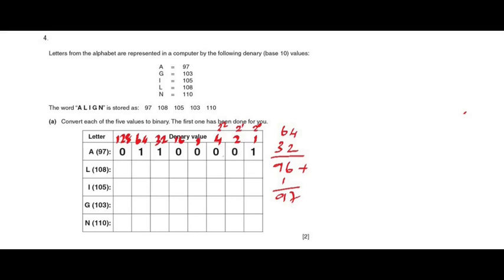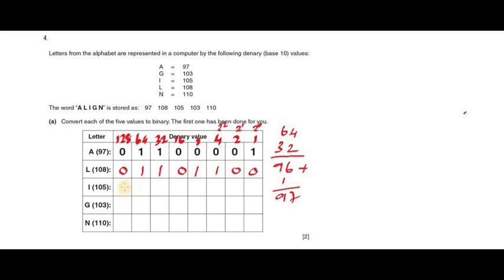Now let us complete the next row, that is 108. I have to construct the value 108. The first one is 128, so you can ignore that because it is bigger than 108, so you give a 0 here. Then 64 plus 32 is 96, so you keep 2 ones here. 96 plus 4 is 108, so you keep 1. Remaining all you give 0. This is the way to convert.